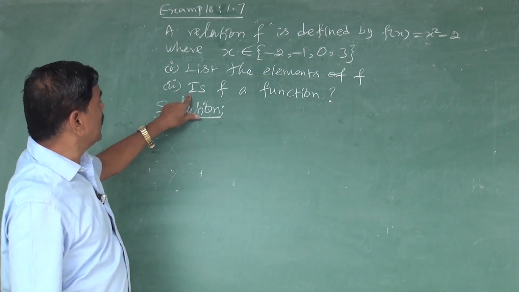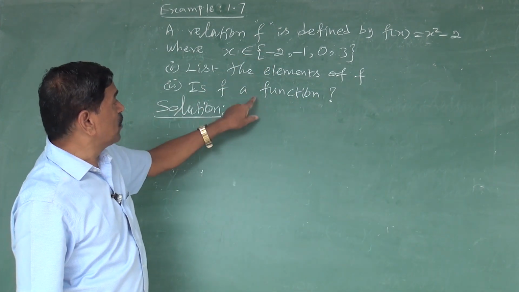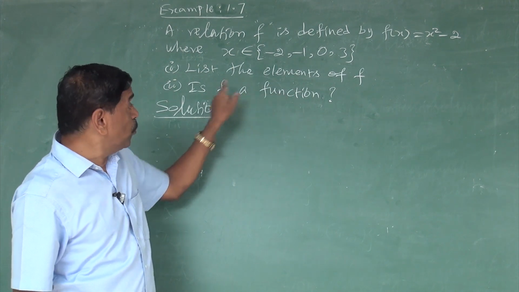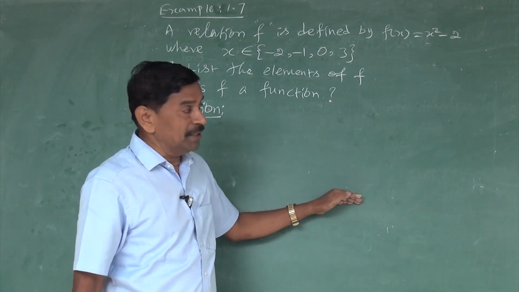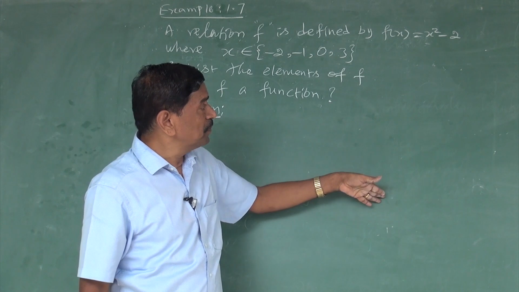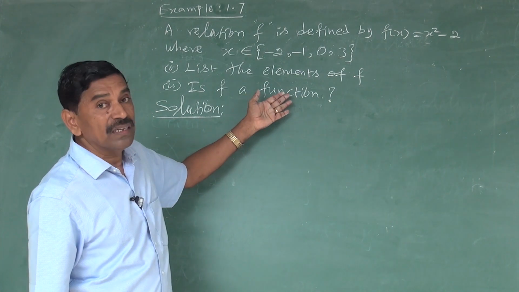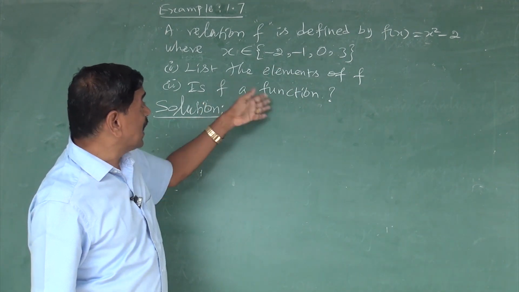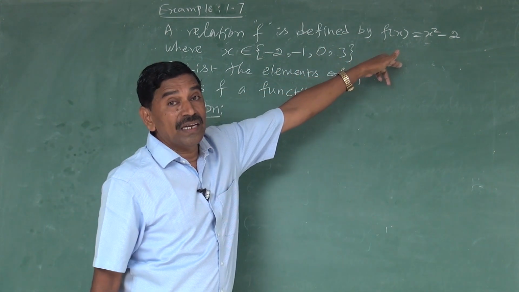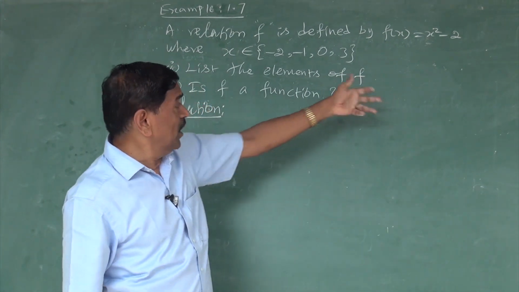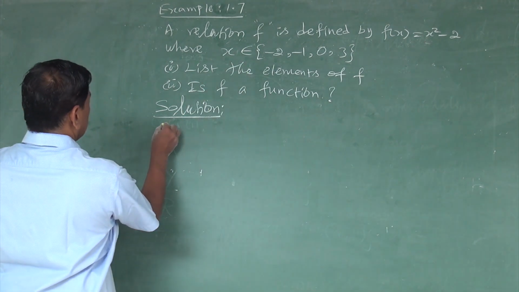Next, f is a function. We want to answer two questions. Okay, second part is f is a function. To prove f is a function, it is enough to prove each element in the domain of f has a unique image. Then only f is a function. We want to verify. Okay, first take the given data. Given.